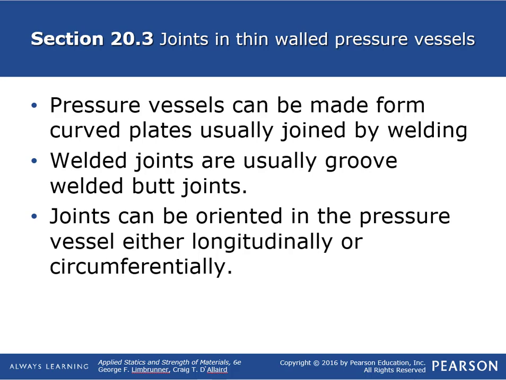Section 20.3. Let's talk about joints for a second. Pressure vessels can be made from formed curved plates, usually joined by welding. Welded joints are usually groove welded butt joints. The joints can be oriented in the pressure vessel either longitudinally or circumferentially. The stress is much greater circumferentially on a cylindrical pressure vessel, in which case the longitudinal joint will fail before a circumferential joint.